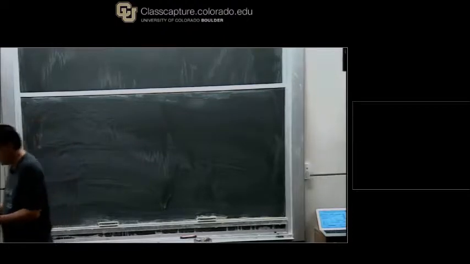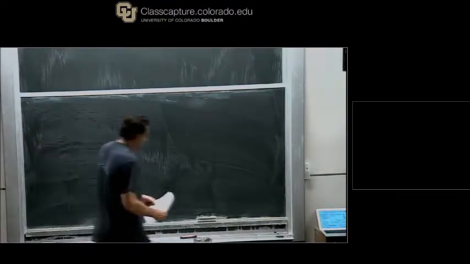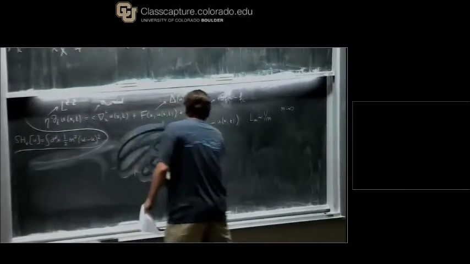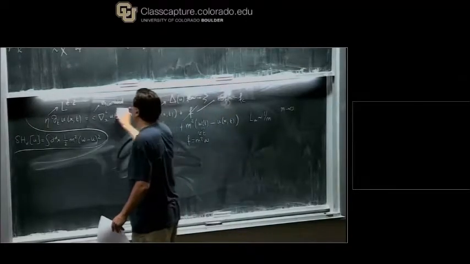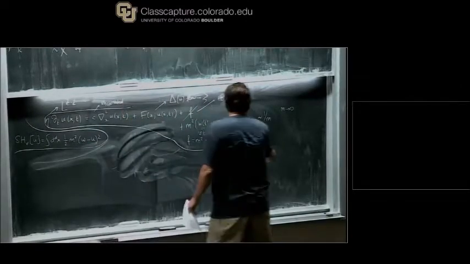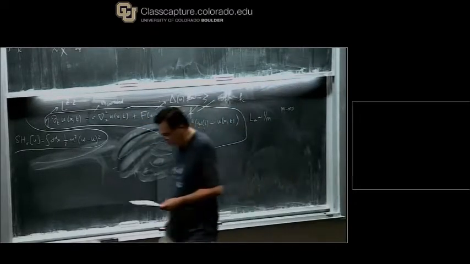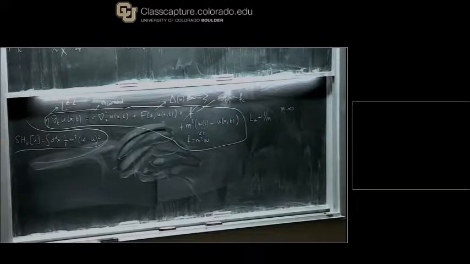Okay, so let me now do some calculations. I'm going to study this equation of motion, the properties of this equation of motion here. And how you can set up correctly the problem for the definition of avalanches and the calculation of the statistics.